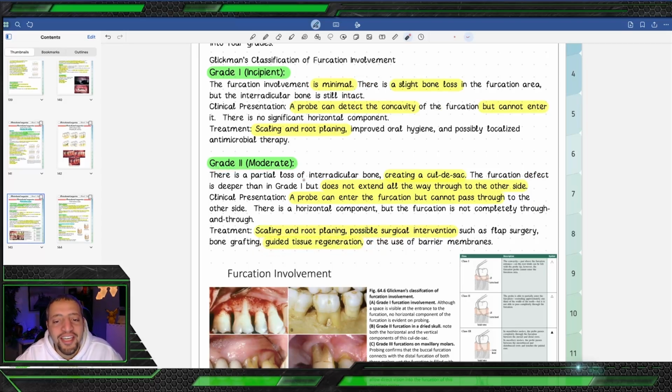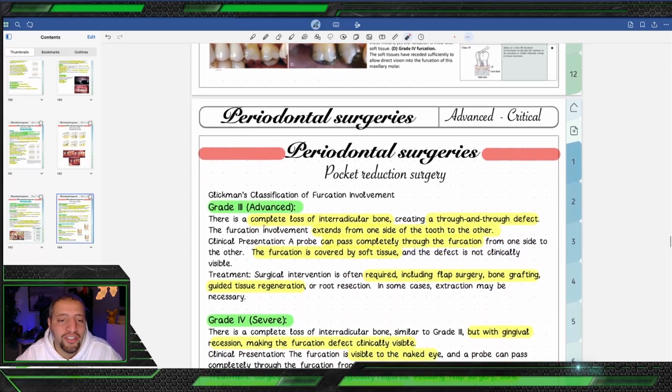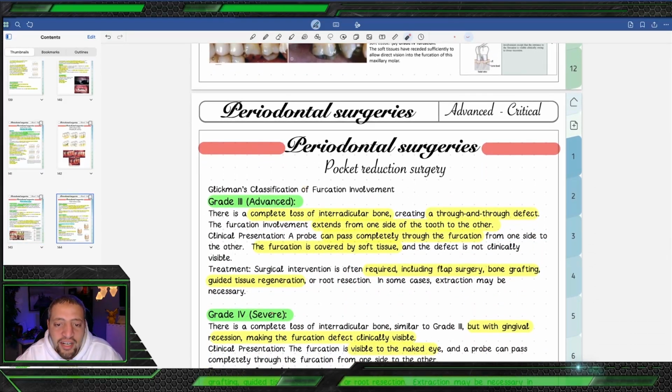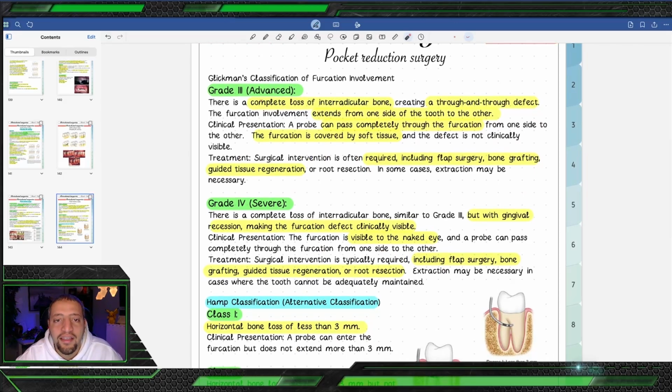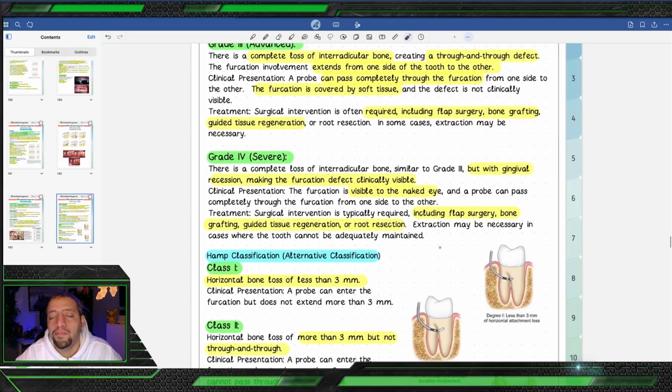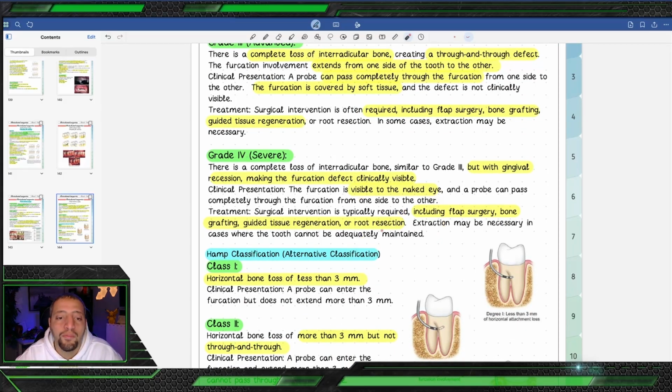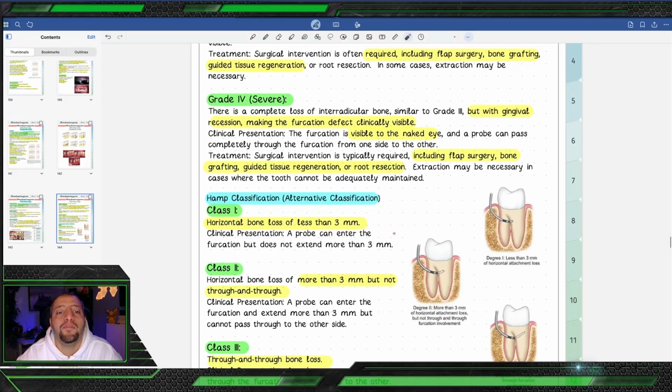So grade 2 furcation has the best predictability for GTR. Grade 3 and grade 4 will require very different techniques. I will discuss it later. But in grade 3, we have extension through and through, but it's covered by soft tissue. It requires flap surgery. GTR, yes, can be done here, but not with the best predictability. Class 4, GTR, yes, but not the best surgery to be picked. Or we can do root resection for the root which is giving us a problem.